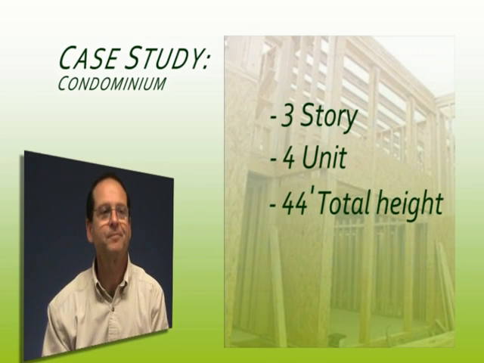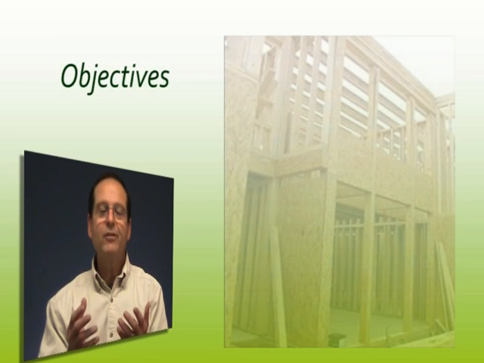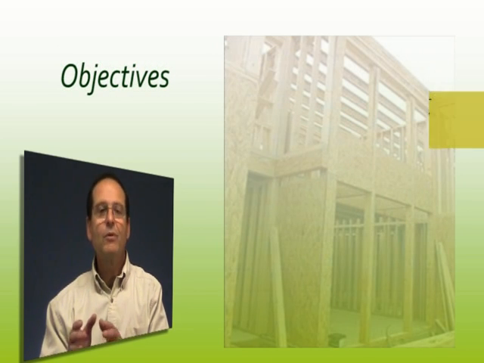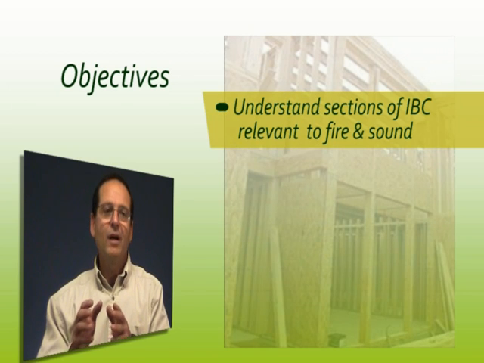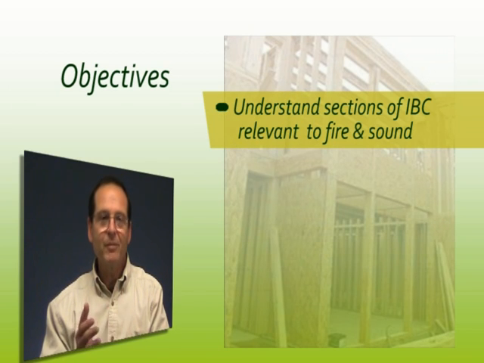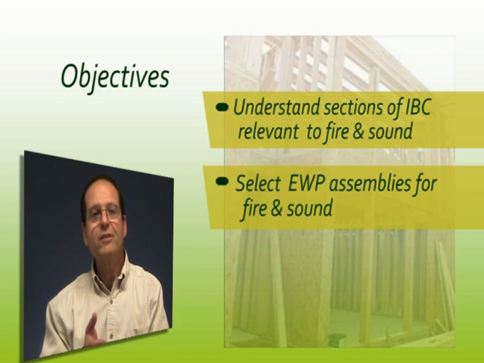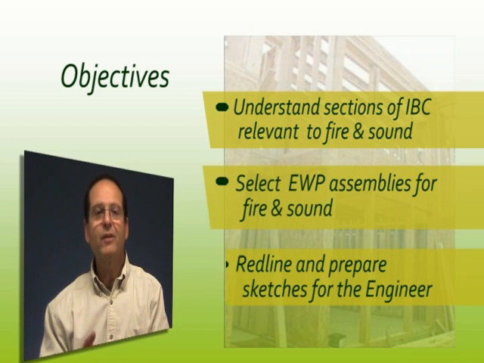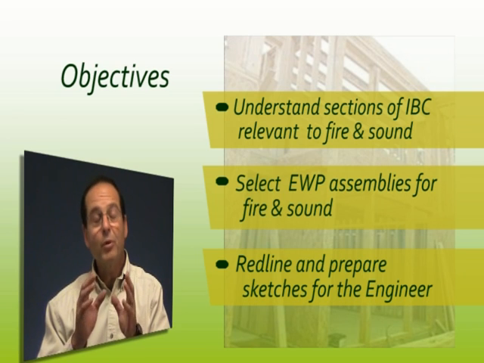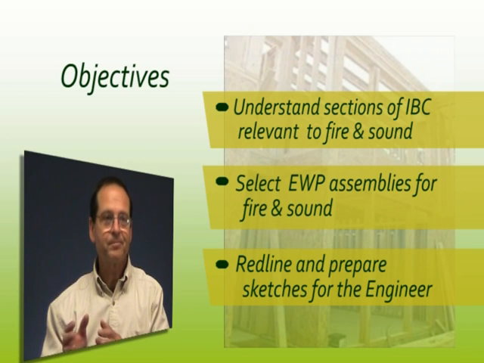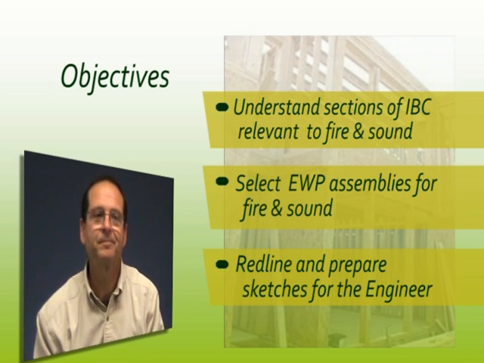Let's move on. So ultimately what we're trying to do here again is we want to get through the code book, through the relevant sections. We want to be able to understand where we're headed, pick out some assemblies very quickly, get them onto a draft piece of paper so we can hand them off to our engineer, and get some information on a spec sheet that we can put on the title sheet for the building inspector or the plans examiner. So let's jump into this thing.